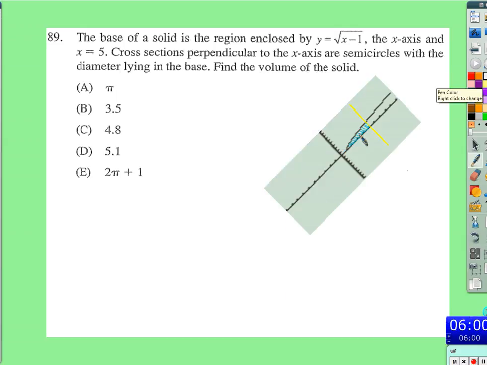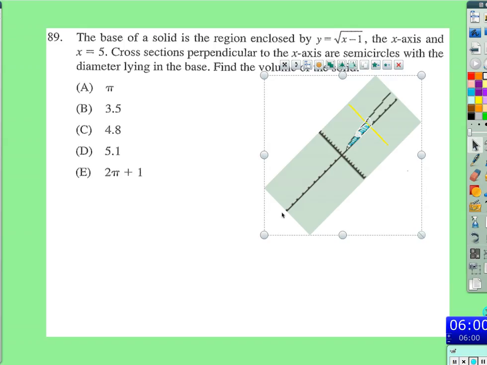Try to get a feel of what this means. So if we looked at a cross section of this shape right here, it would be a semicircle. Okay, and here's the rest of the shape: a bigger semicircle here in the back, and a tiny semicircle there coming to a point. Does that make sense?